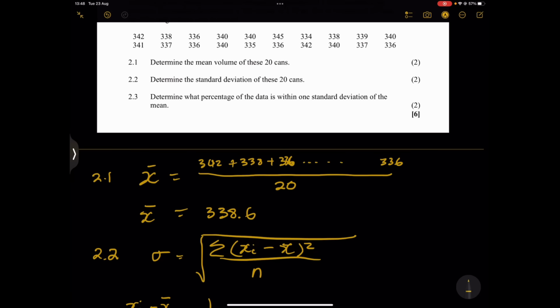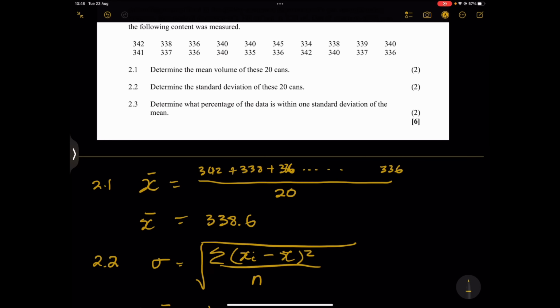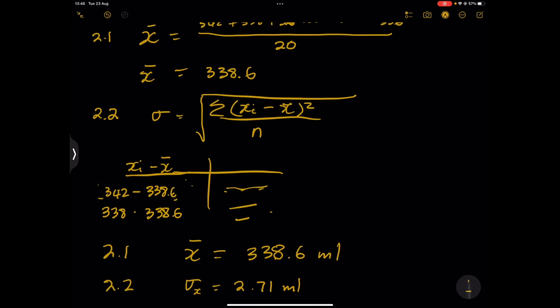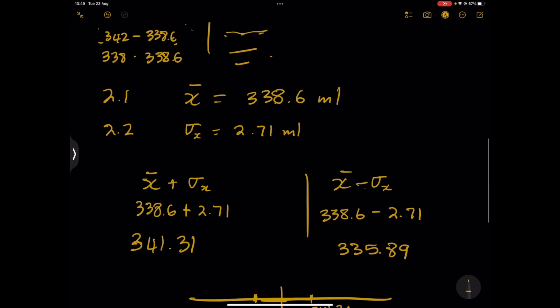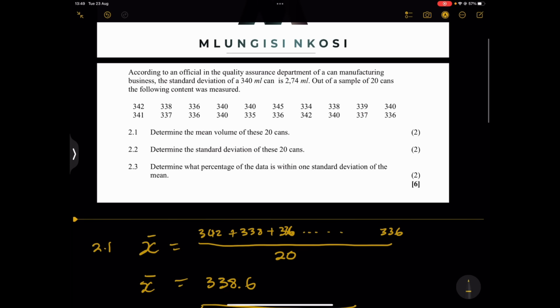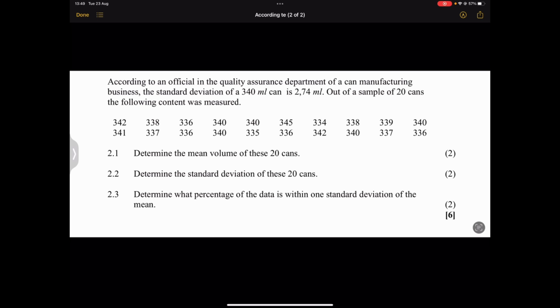So let me just write them down there. Okay, so we want values that are between 335.89 as well as 341. Okay, because when I scroll up, I just seem to forget. Okay, so help me in finding those values there. Okay, so the one that is above 335.89.